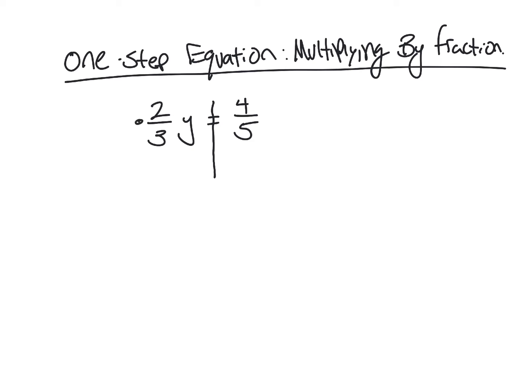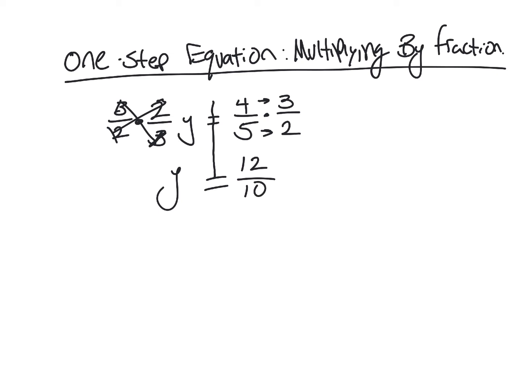So I'm going to multiply times 3/2 because that's the reciprocal of 2/3. And I'm going to multiply by 3/2 on the other side too to keep the equation balanced. So 3/2 times 2/3, we could do some cross simplifying here. The 3's go to 1, the 2's go to 1, so we're left with just y on the left hand side. And then 4/5 times 3/2, well, we multiply the numerators. So we would have 4 times 3 is 12, and we multiply the denominators. 5 times 2 is 10.